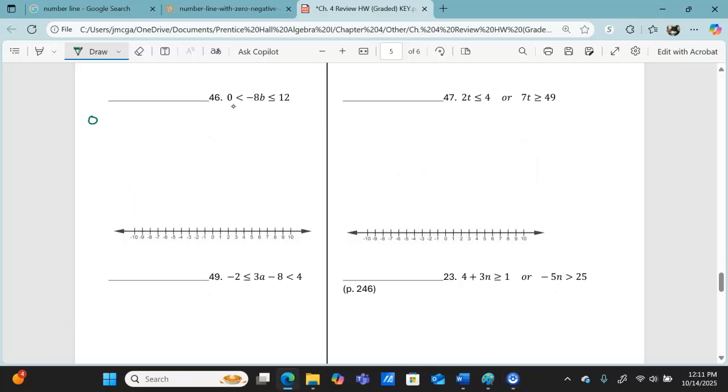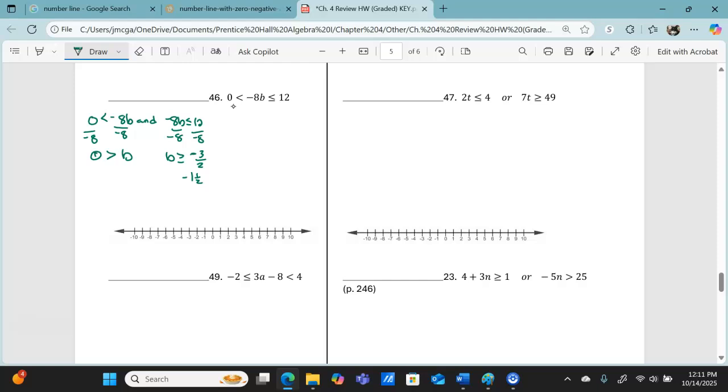46 is another and, again showing you that as two separate equations and then doing it together. I would divide by -8. That's going to give me 0. I need to change the direction of my inequality. Divide by -8. Change the direction of my inequality. 12 over -8 is, those are both divisible by 4, so negative 3 over 2, which is negative 1.5.